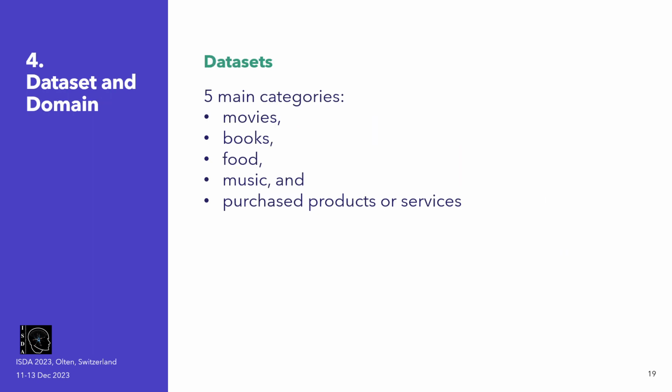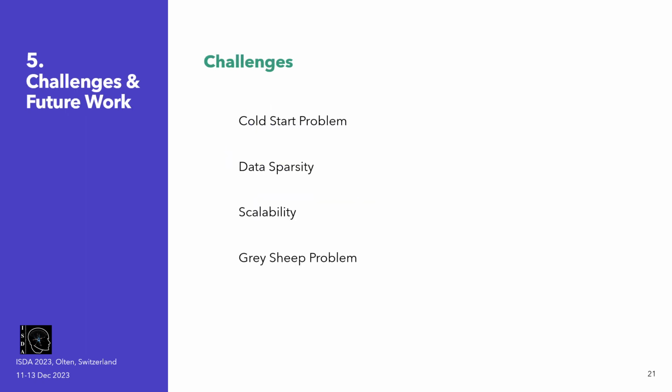For the dataset domain, the research focuses on lots of datasets, but we can separate them into five main categories. The first is movie, book, food, music, and product or service. Also, very specific is the location dataset. In the next section, also the last, we talk about the challenges.